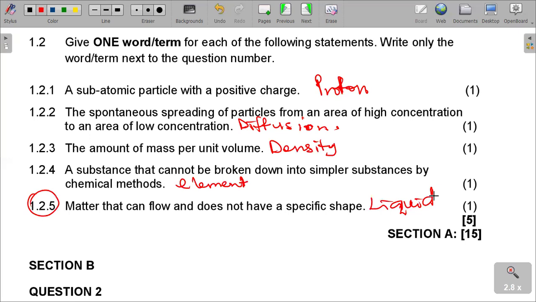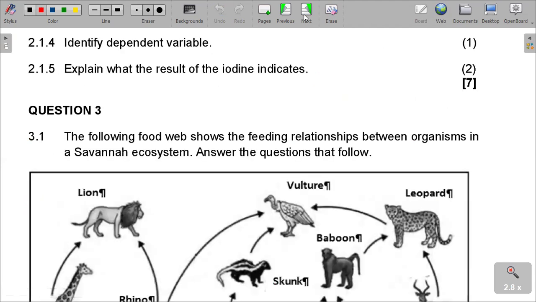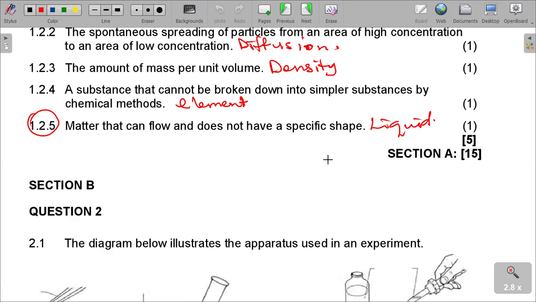It can flow but does not have a specific shape. It is liquid. Let me just write it a little bit clearer. Liquid, it is matter that can flow and does not have a specific shape. I'm sure we are still together there. Next question.